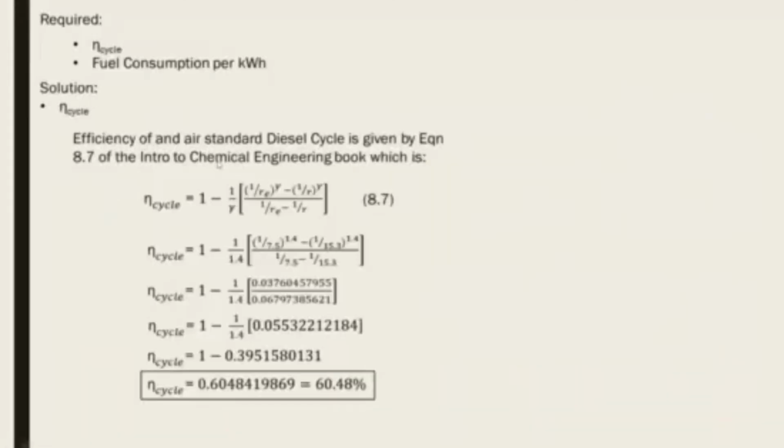To calculate for the efficiency of the cycle, we use equation 8.7, which is given by 1 minus 1 over gamma multiplied to 1 over volume ratio of expansion raised to gamma minus 1 over volume ratio of compression raised to gamma, all over 1 over volume ratio of expansion minus 1 over volume ratio of compression. Substituting the given values, we get 0.6048419869 or 60.48% cycle efficiency.